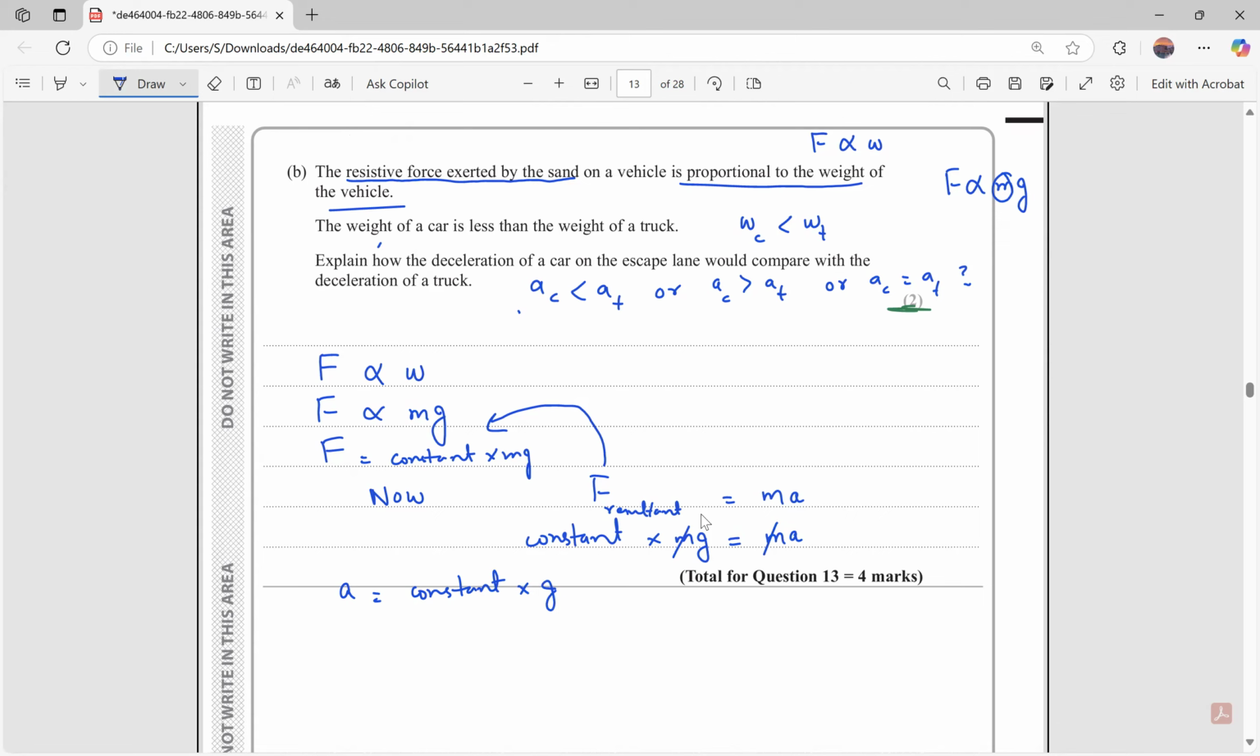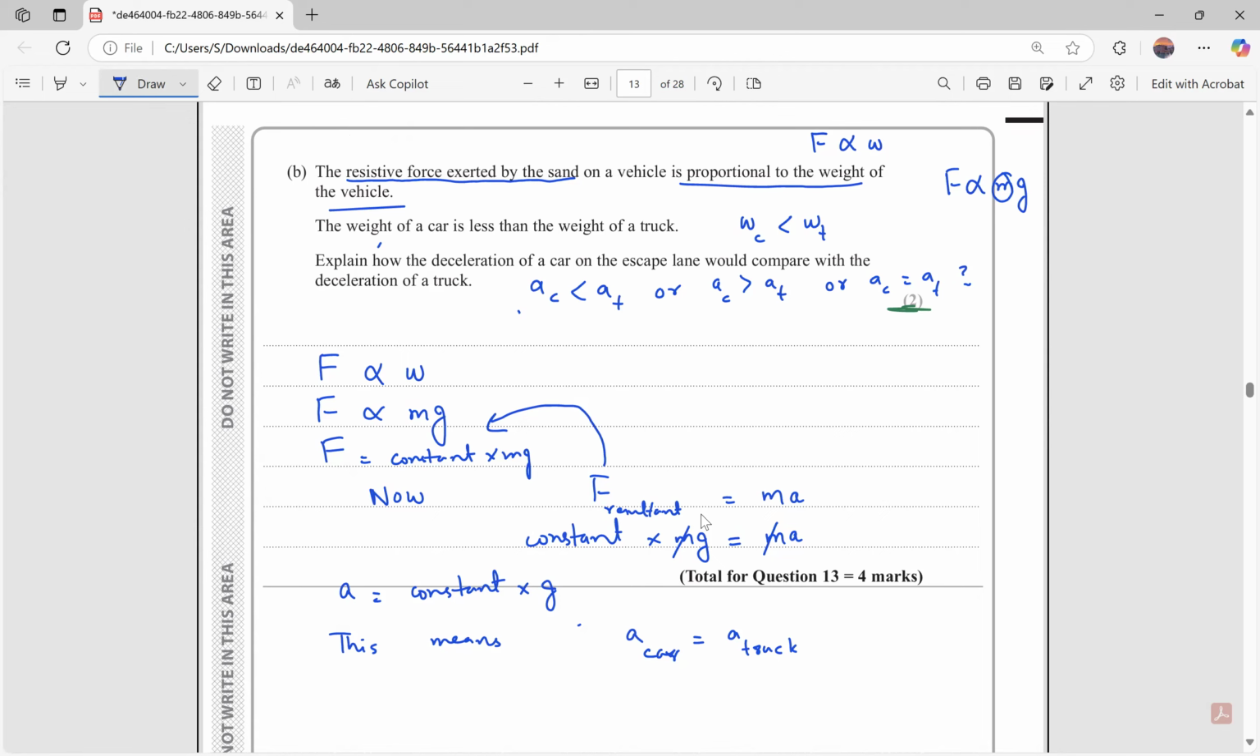Now, this is a general expression. It's valid for both the truck and the car. For the car, it depends on the constant and g. For the truck, it depends on the constant and g. What does that tell you? This means the acceleration of the car is equal to the acceleration of the truck on the escape lane.